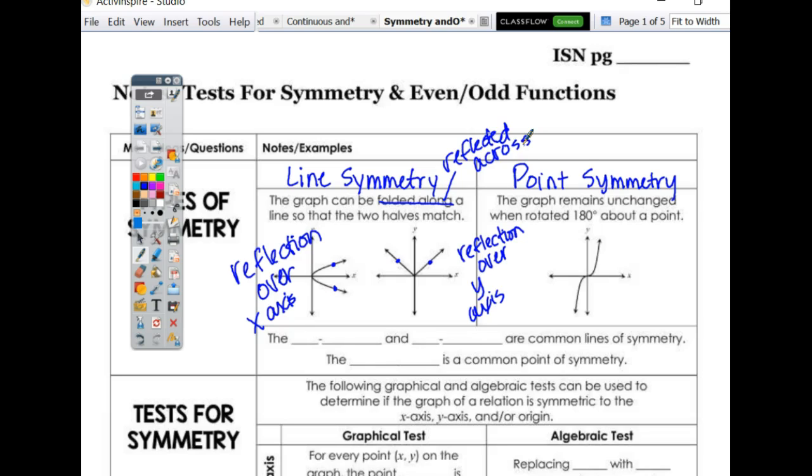So this one is point symmetry. The last one is point symmetry. And what this says is the graph remains unchanged when rotated 180 degrees around a point. Y'all, that's a lot of fancy words for if you take your paper and you turn it upside down, it's the exact same graph. Okay, that's 180 degrees. So this is the cubic, and if I rotate it 180 degrees, I get the exact same graph. So it's symmetric around the origin.